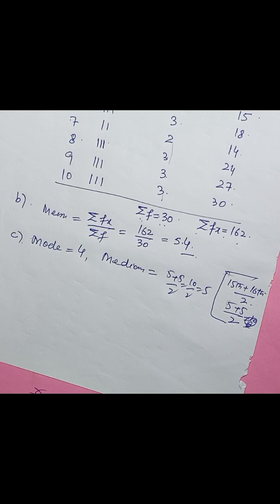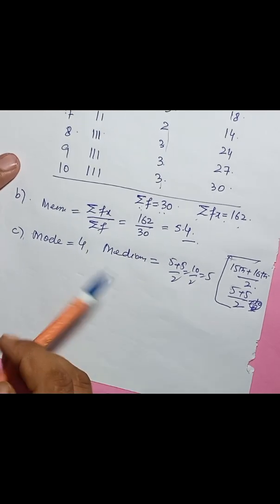So what should I do? First I will find F into X, that is 1 into 5 is 5, 2 into 21 is 42, and 3 into 17 will be 51, and 4 into 7 will be 28. It is very easy. Question number 3.